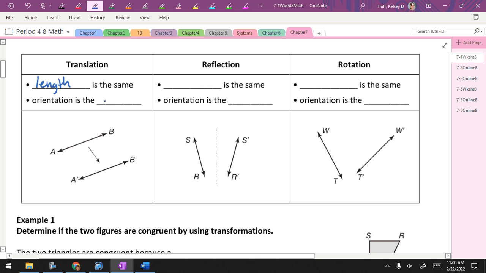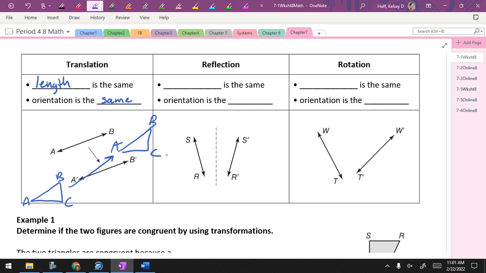Orientation is the same. Orientation is talking about like the order of the letters. So if I have a triangle like this, it's easier to see, I think, on a triangle. ABC, if I translate it up here, if I start at A and go to the right, it's B, and go to the right, it's C, and then, you know what I'm saying? Like work my way around that triangle. Even if I slide it up here, if I start at A and work my way to the right, I still end up with ABC. That's what your orientation means, is the order staying the same.